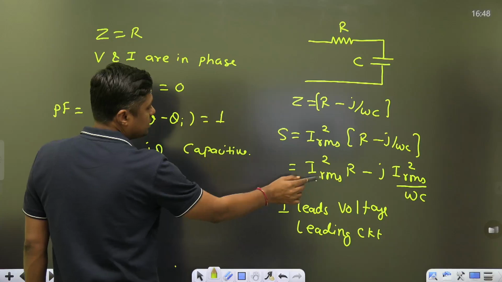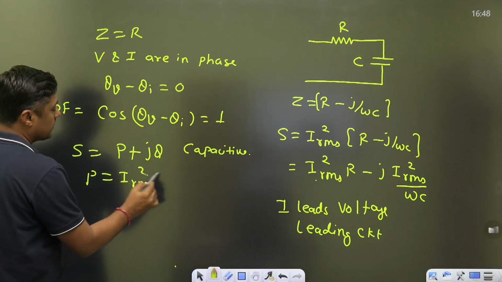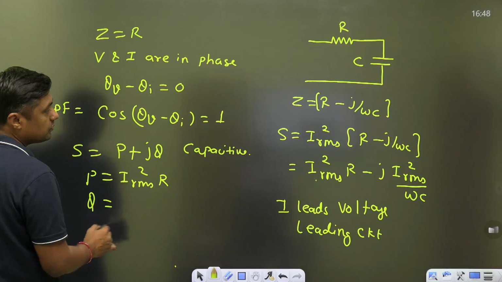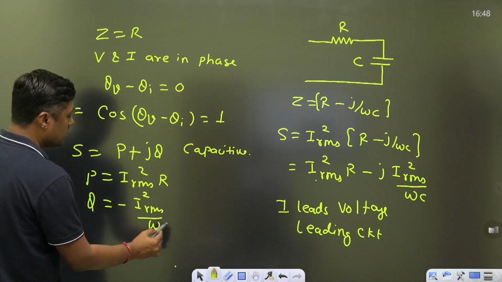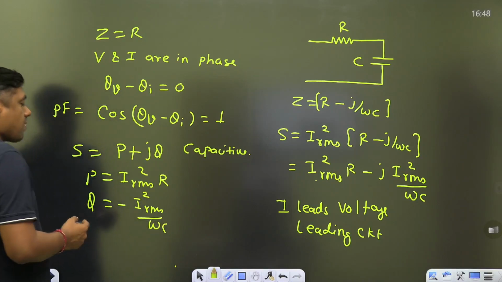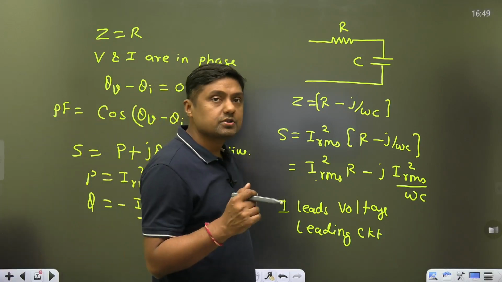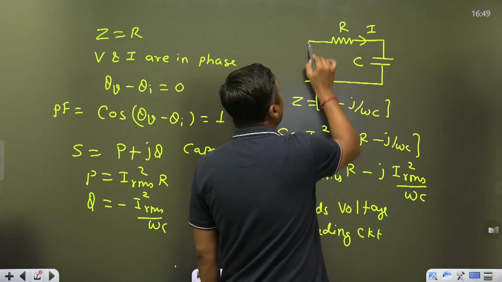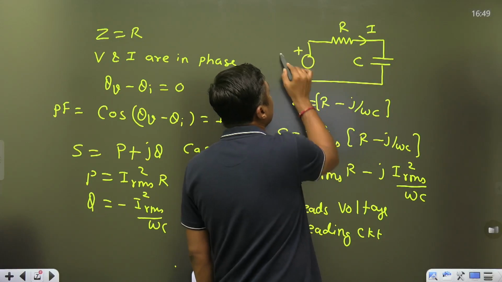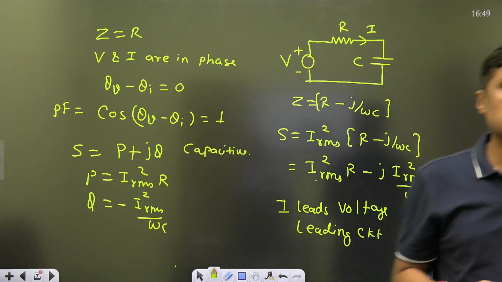When we are comparing this equation and that equation, you will get P is equal to what? I RMS square into R. What is Q equal to? Minus I RMS square by omega C. So what is the Q? Q is negative. If the Q is negative, it means it is a capacitive load. In case of capacitive, I leads voltage, and that is called leading power factor. Yes, please.